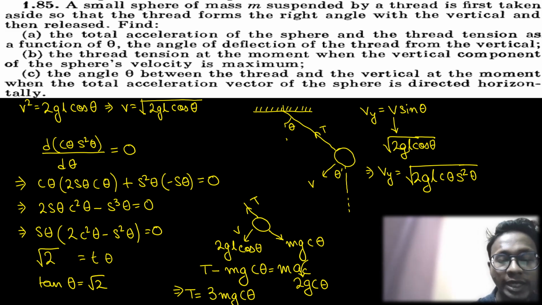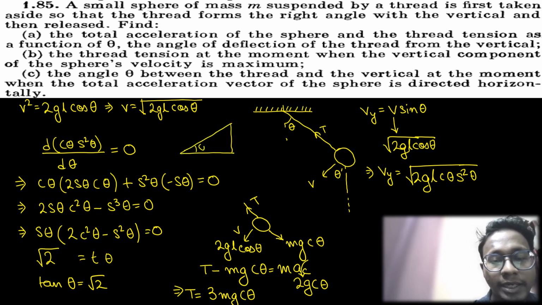So the value of tan theta is equal to root 2. Now if you draw a right angle triangle with angle theta, the value of tan theta, that means the perpendicular is root 2 and the base is 1. How much is the hypotenuse? The hypotenuse is nothing but the square root of root 2 square plus 1, that is, the square root of 3.